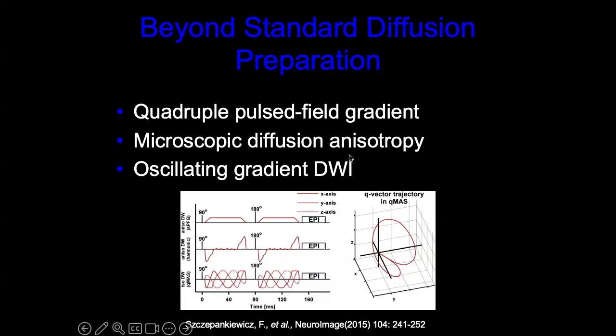So if you are one who enjoys theoretical development or mathematical modeling, diffusion imaging might be a field for you.